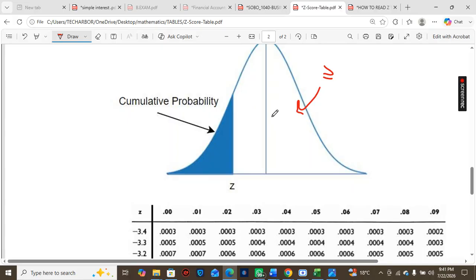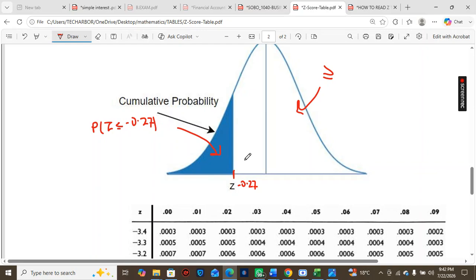So this table can only give us this area here. It can't give us the white area here. It's only giving us the area to the left. Think of negative 0.27 here. So we can only get this one, the probability that Z is less than negative 0.27. Our table can only give us this. So you need to remember this important concept.